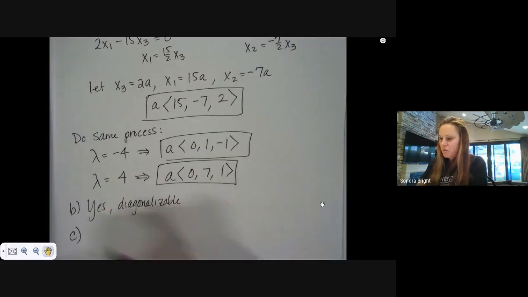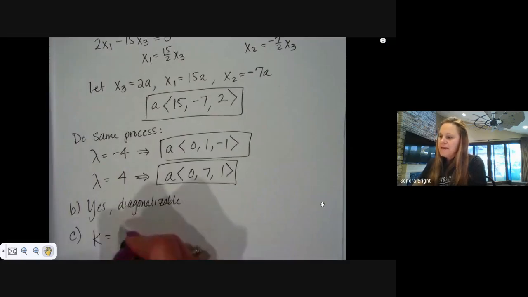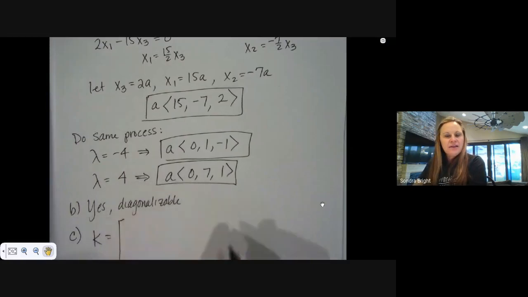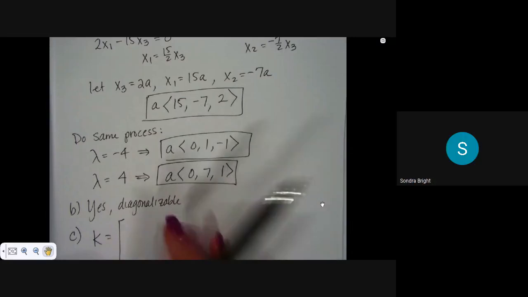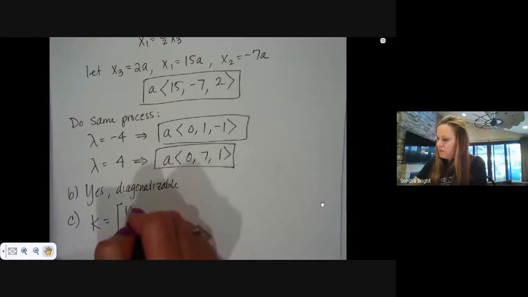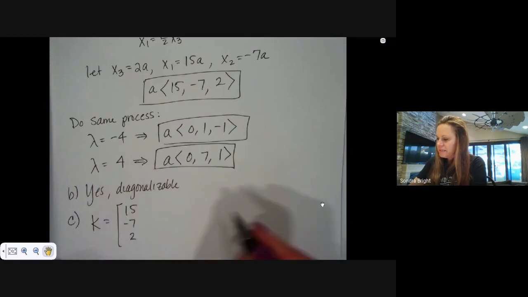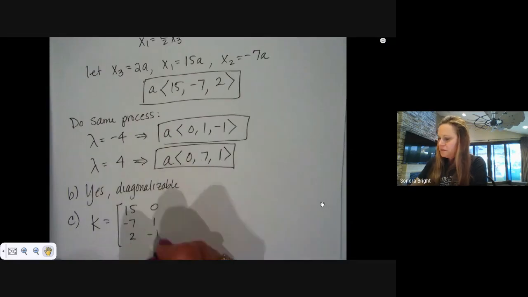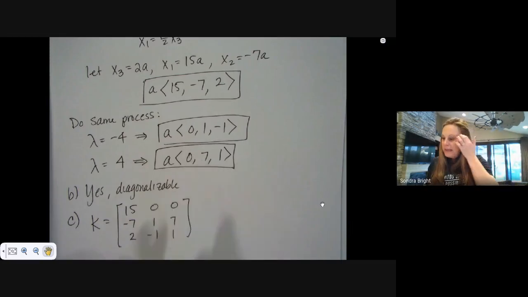Well, K is just going to be the matrix where you make these eigenvectors your columns. So I'll make my first column 15, -7, 2, and then a 0, 1, -1, and then a 0, 7, 1. So there's K. Now, to find K inverse, because we got to find D also, right, we got to find that diagonalizable.